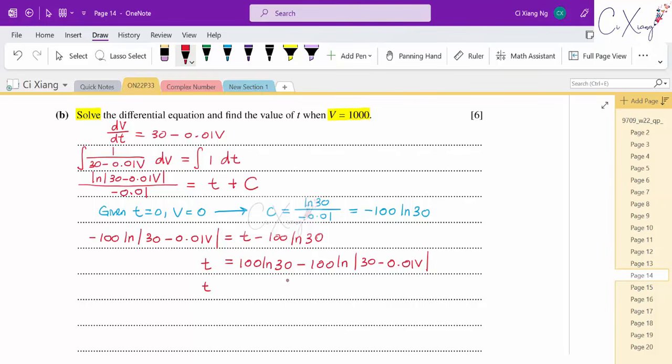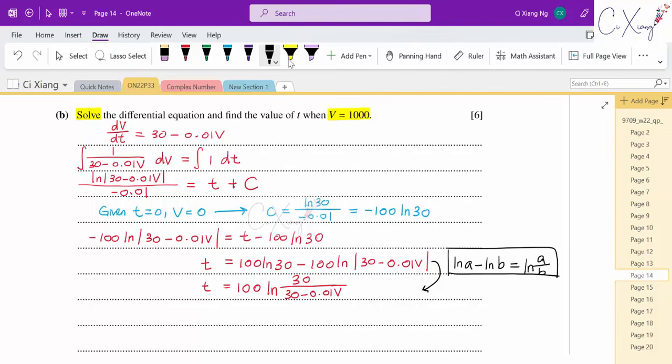Maybe I want to make my calculation easier later, so I factorize out the 100. Then I have 30 divided by 30 minus 0.01V. For this step, I'm using the concept that ln A minus ln B can be simplified to ln(A divided by B). So this is the particular solution of the differential equation that I get for this question.